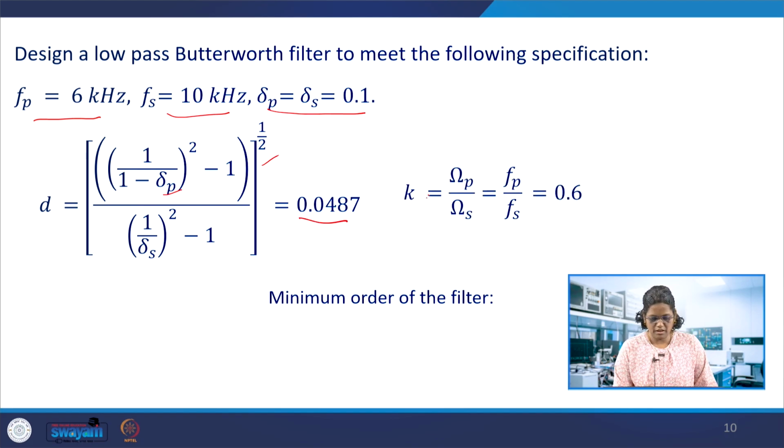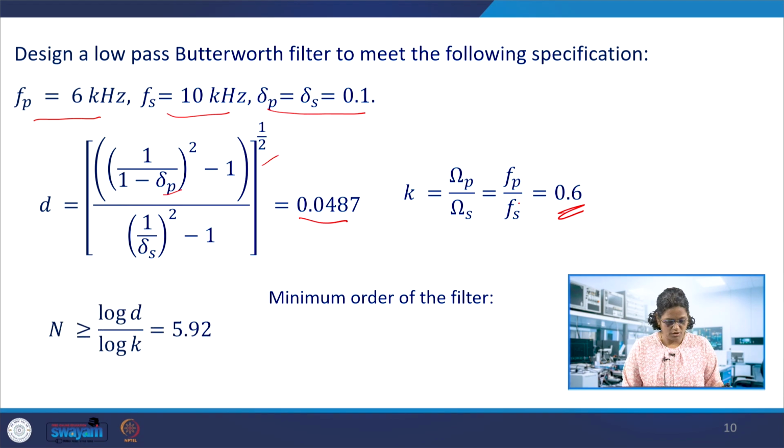Similarly, the K, the selectivity factor, which depends on the pass band and stop band frequencies, is Fp by Fs, which is equal to 0.6. Here Fs is 10 and Fp is 6, so you get 0.6 as the selectivity factor. Once we know these two parameters, then the order can be specified. N is at least greater than or equal to log D by log K, which is 5.92. The order should be an integer, so we take the closest value by rounding off, n equal to 6.